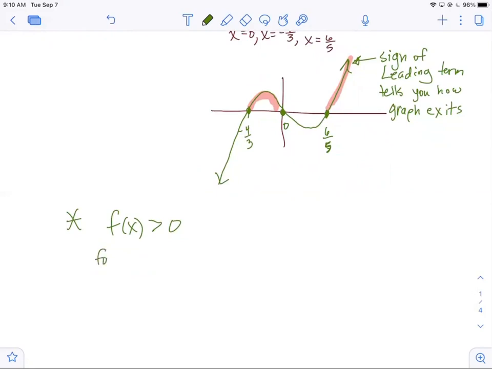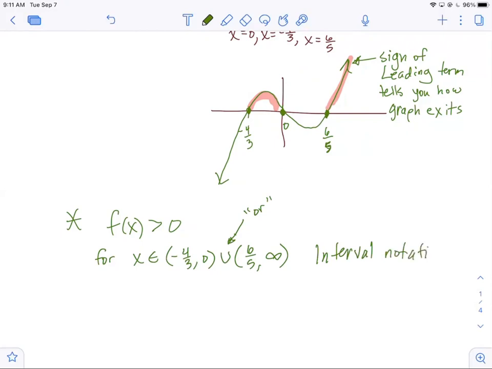You could say for x in negative 4/3 to 0 union 6/5 to infinity. Have y'all seen this notation before with that U? It's called the union symbol. This is essentially the mathematical symbol for the word or. This is called interval notation. It has to be from least to greatest. And then you need a placeholder for the infinity.